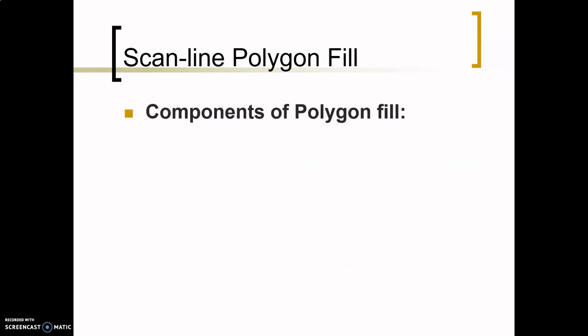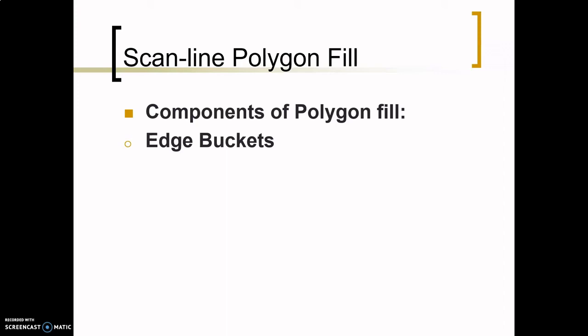Now we have the components of polygon fill. The first component is the edge bucket. The edge bucket contains an edge's information. The entries of the edge bucket vary according to the data structure we have used. So according to the kind of polygon we are using, the edge bucket entries may vary. Here in the example we have taken 3 edge bucket entries, that is y max, x of y min and slope inverse.